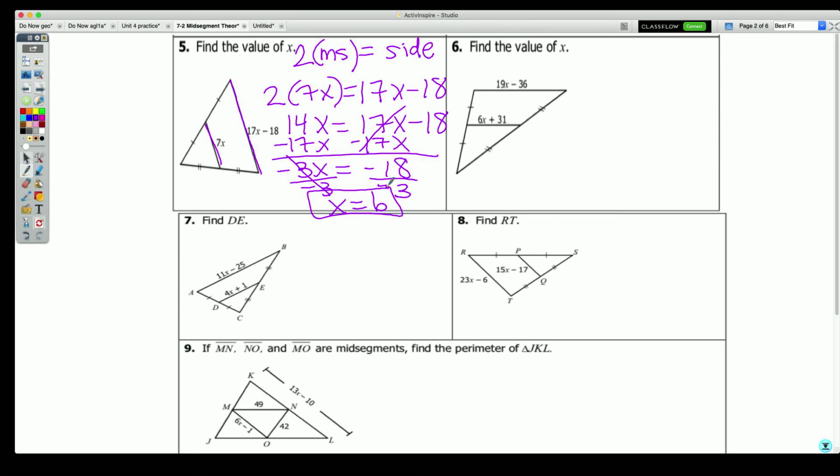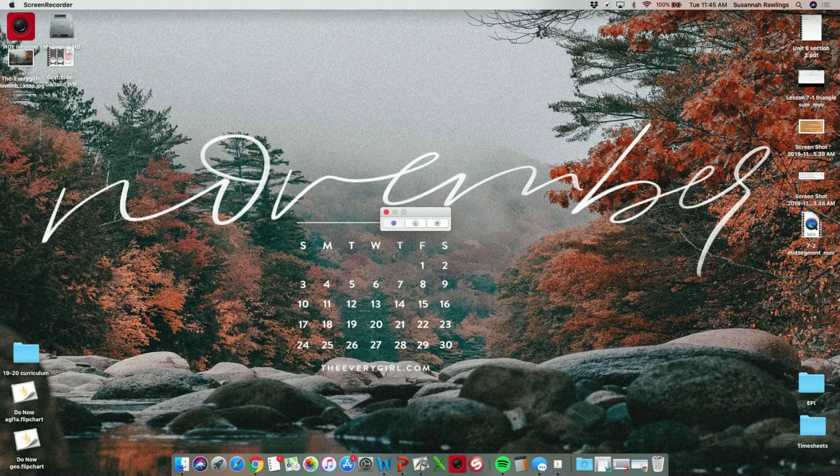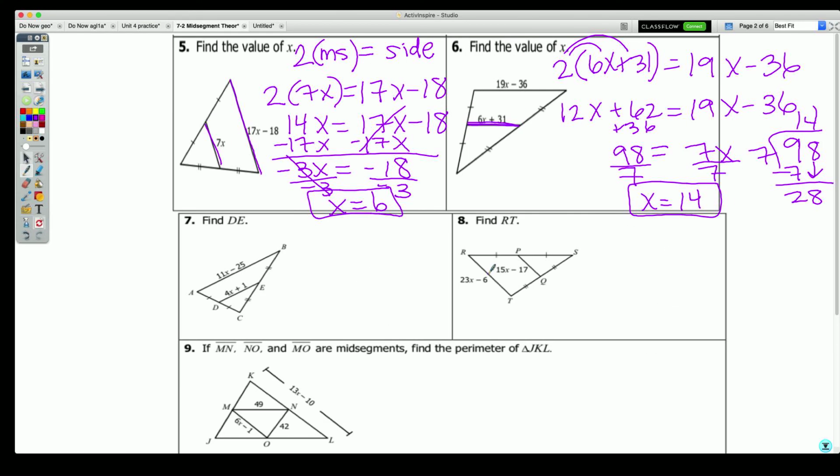So let's set up number 6. Actually, I'll pause here and let you guys set that one up. I just want to see that you can do that without me. Okay, so the only geometry here is the setup. So just identify which one's your mid-segment, double it, set it equal to the side. The rest is just our algebra skills.